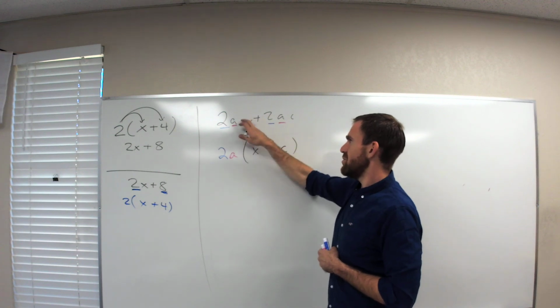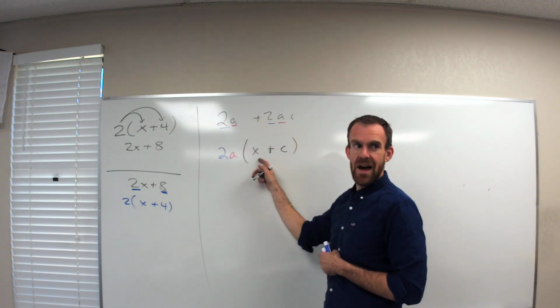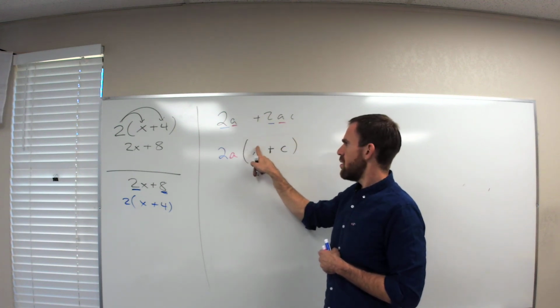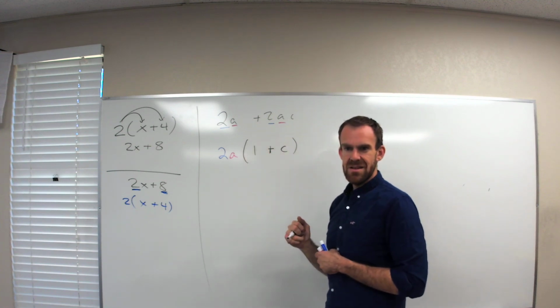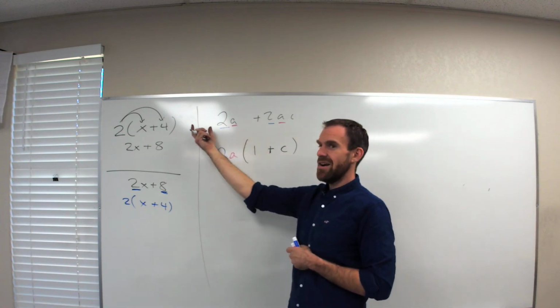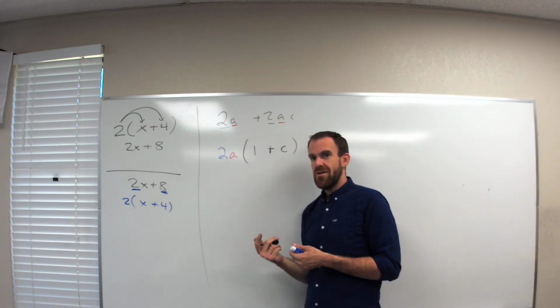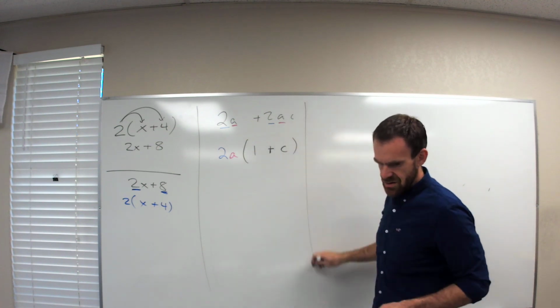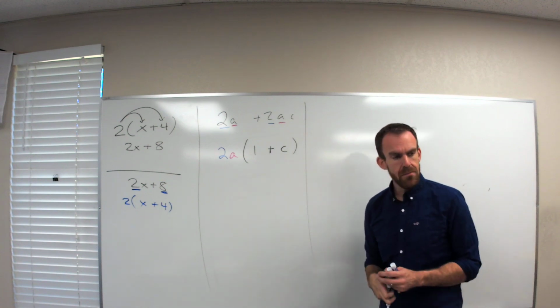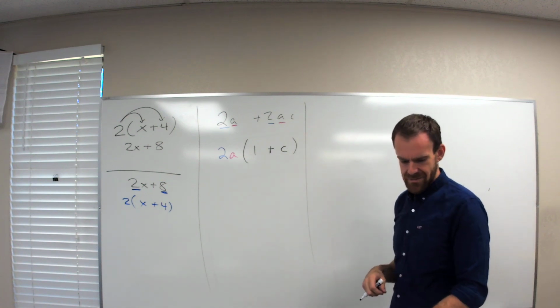So like if this was 2ax plus 2ac, then I would have 1 plus c there because I took out this entire term. But I have to be able to return to what I had originally. So let us move on, like a cow would move on.